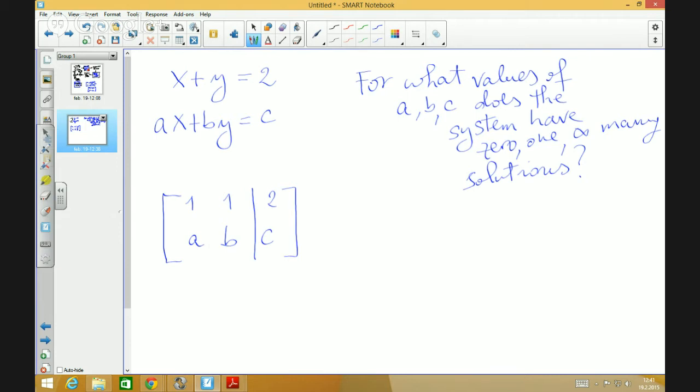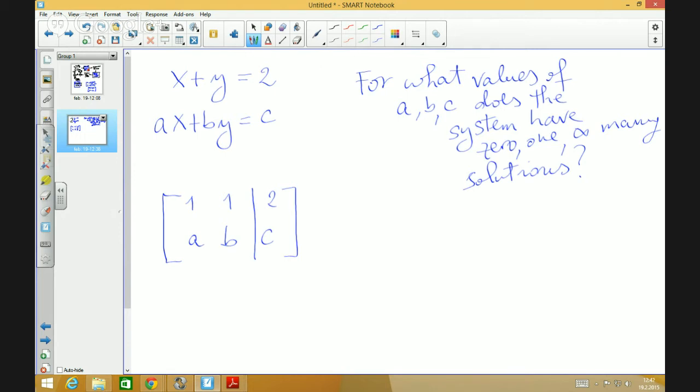Okay, so what does the Gauss-Jordan algorithm tell us to do there? If you look at the first row, we already have a leading one. Nothing to do. We look at the second row, there is an a there. What is it that we want to put instead of the a? A 0. So how do we do that?